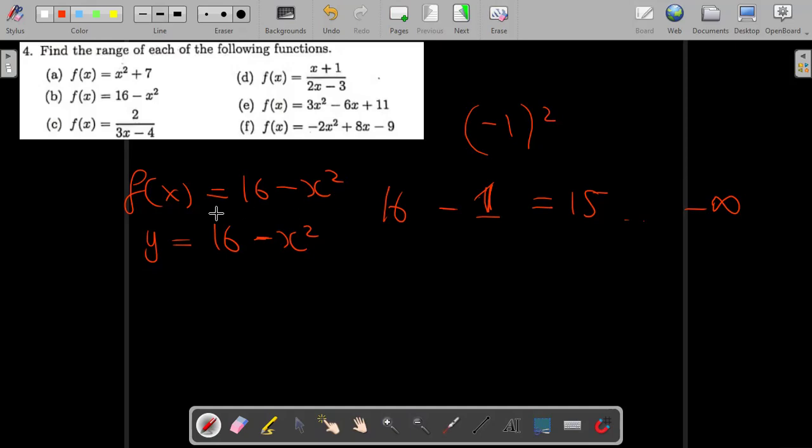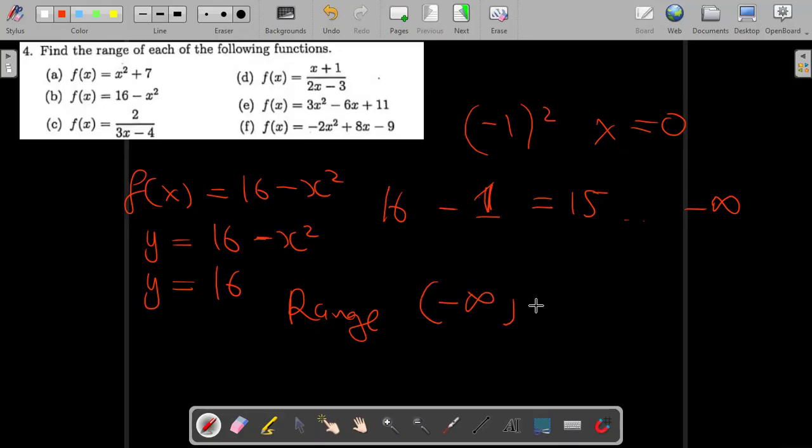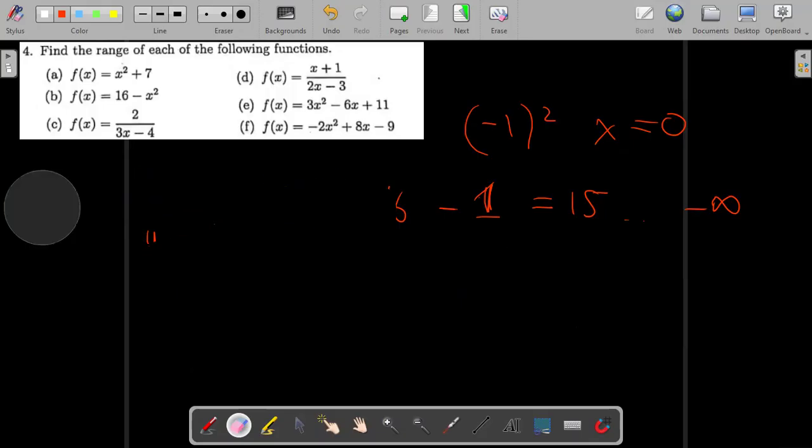Which means the largest value I can get here is when x is equal to 0. And when x is equal to 0, we see that this here just becomes equal to 16. And it's going to negative infinity. Thus, my range for this function is just going to go from negative infinity up to 16, because that is the highest value I can get out of this function. All right, so let's do the one that follows.